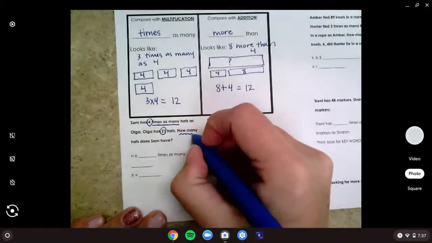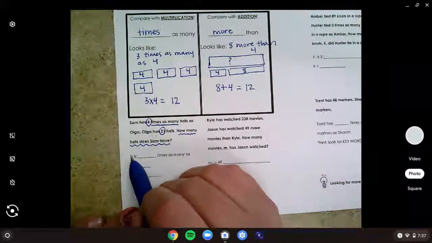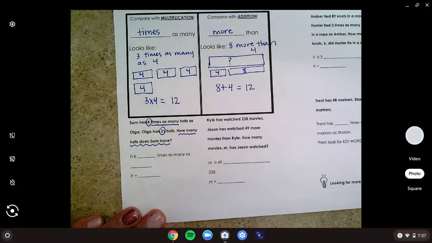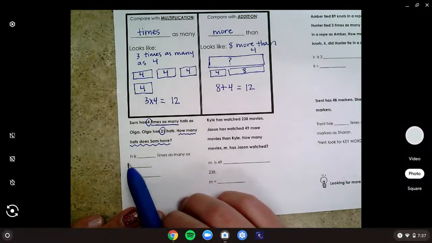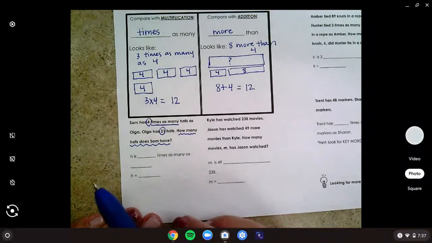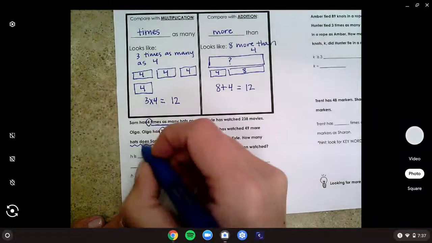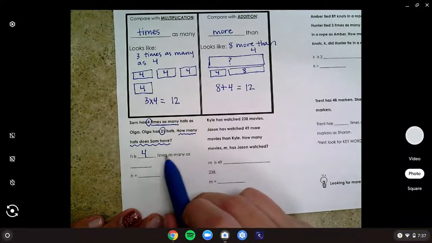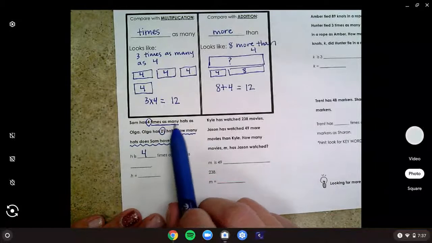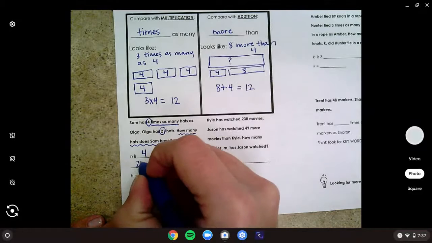Now, let's do a squiggle line under our question to help us remember. What are we trying to find? How many hats? Hats. So that's why they have the letter H. H is for hats. We're trying to find H. Now we're going to come in and fill in the missing spots. H is blank times as many as blank. How many times as many was it? Let's look back at our problem. 4 times as many as, what was that other number? As Olga. Let's keep reading. Oh yeah, Olga has 21.